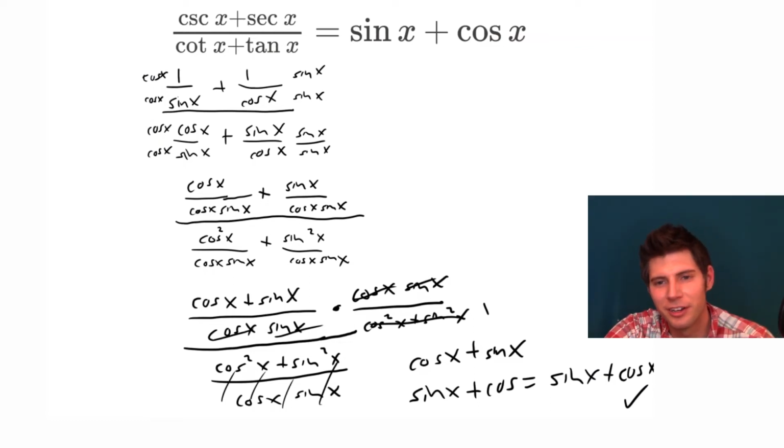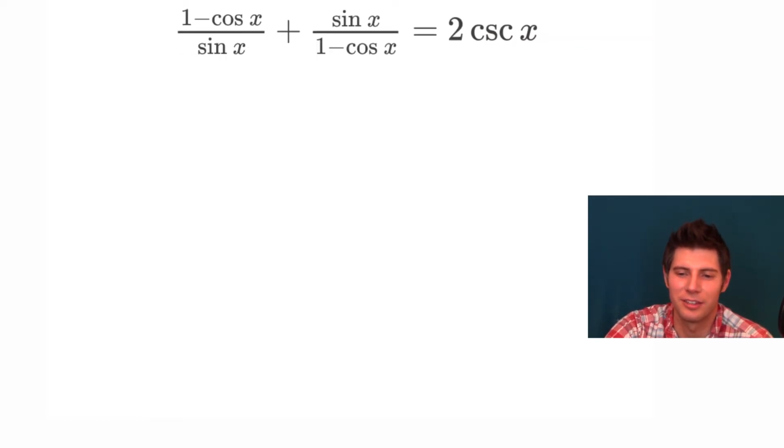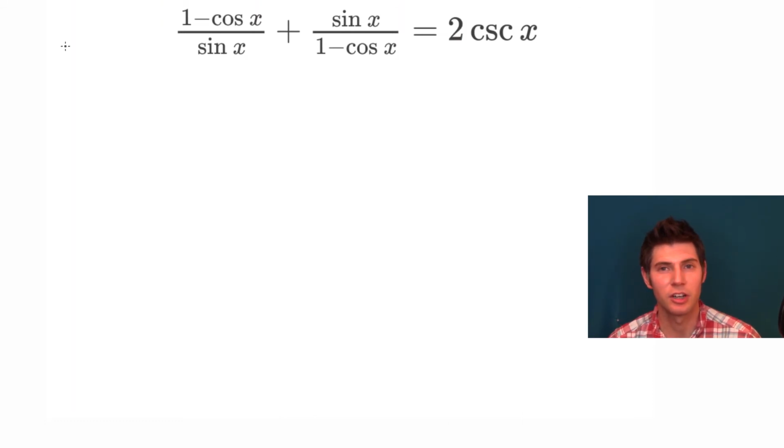Let's do another. It's just 5 more. We got this. This one's pretty standard. There's 2 terms on one side, 1 term on the other. So we need to combine these 2 fractions into a single fraction using a common denominator.